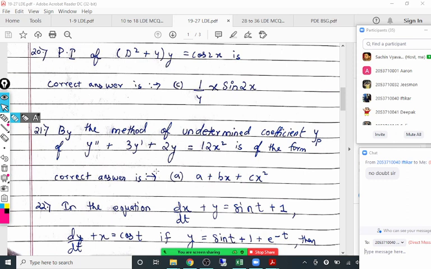Question 21, by the method of undetermined coefficients, what is the trial yp? Obviously, the RHS is 12x square, so a plus bx plus cx square.